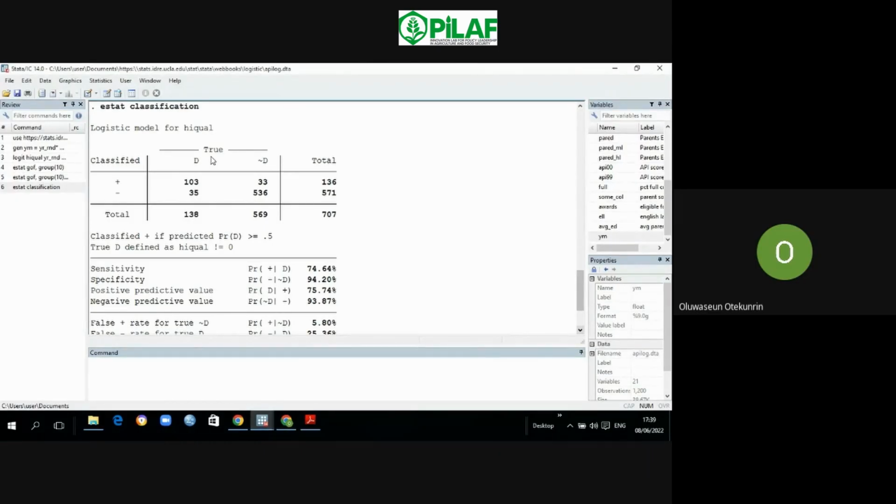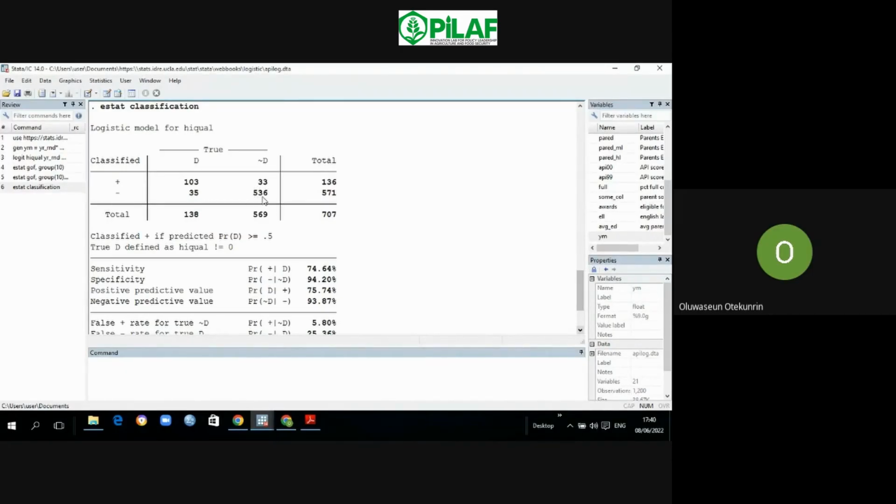So specificity is the fraction of observed not high quality schools, the other one, that is 0, that have been correctly classified. So which ones now? This is the column for not high quality. Column not high quality is this one here. So yes, those that have been correctly classified here is this 536. You can see it is this 536.